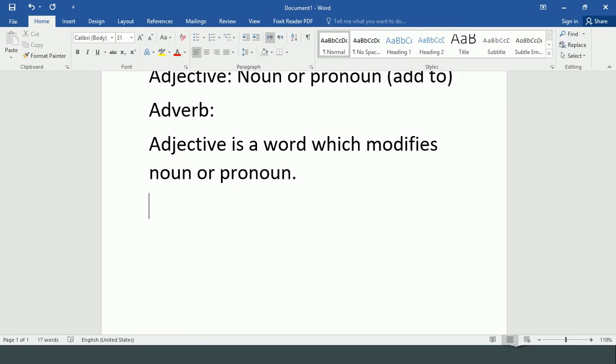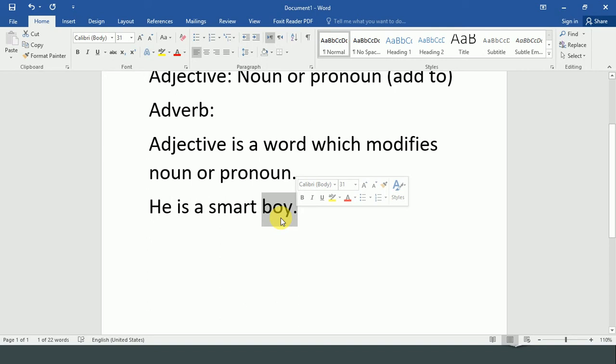So I say, he is a smart boy. Now what type of boy is he? He is a smart boy. So first of all, you should think about the noun. This word refers to a person, and a word which refers to a person is called a noun. So this word is a noun. Now smart is what? Smart is an adjective.